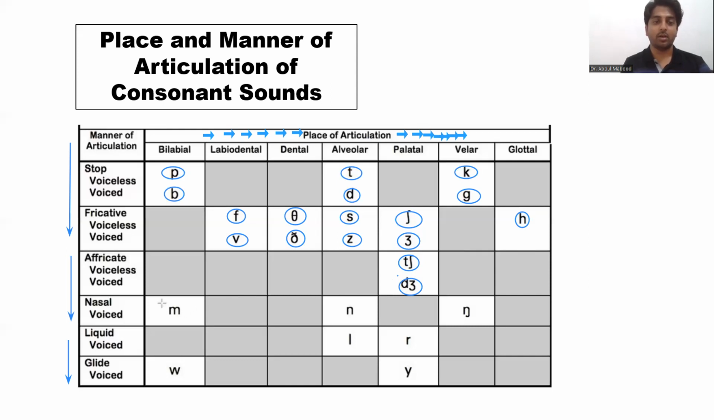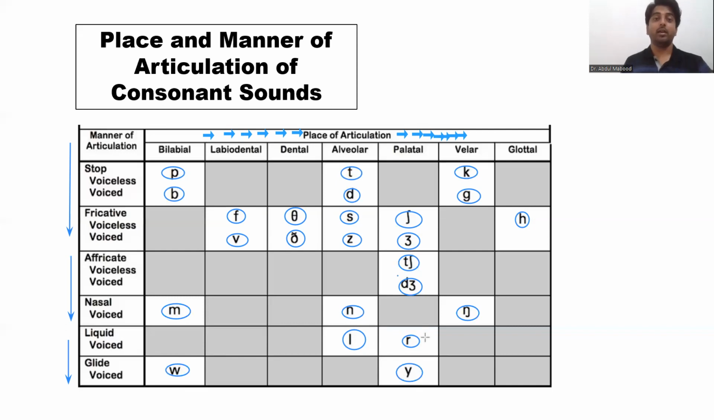Then all these nasal sounds are voiced: ma, na, and nga. All these have vibration. Then these two sounds are called liquids, and they are voiced: la and ra. Then we have the wa sound and the ya sound coming from the same place.